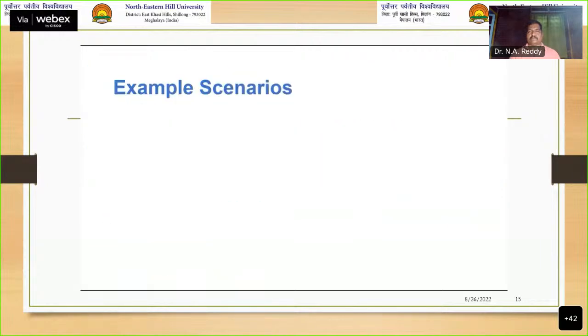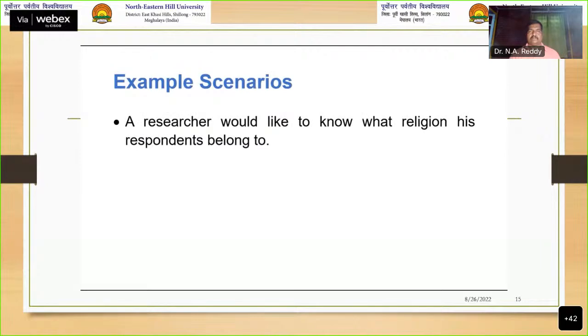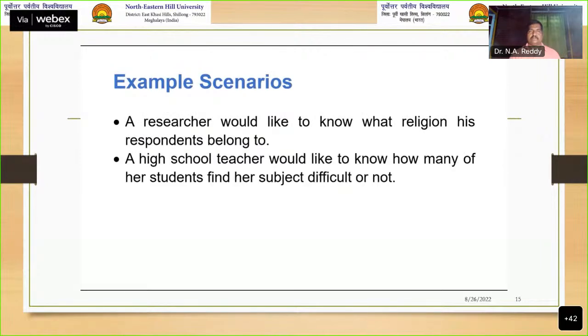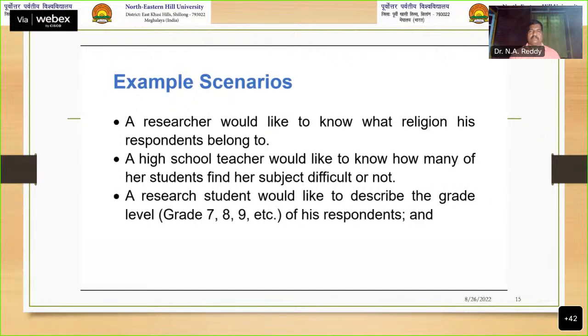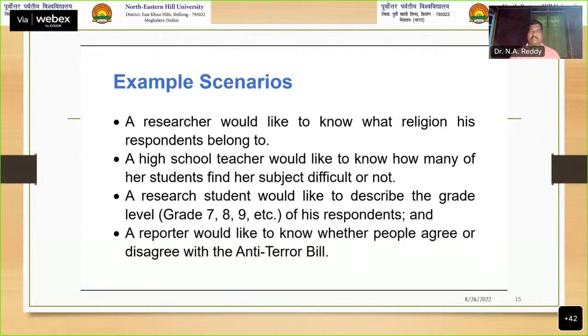Here are some examples wherein you can use a frequency and percentage table to answer research questions or achieve research objectives. A researcher would like to know what religion his respondents belong to. A high school teacher would like to know how many of her students find her subject difficult or not. A research student would like to describe the grade level of his respondents. And a reporter would like to know whether people agree or disagree with the anti-terror bill.